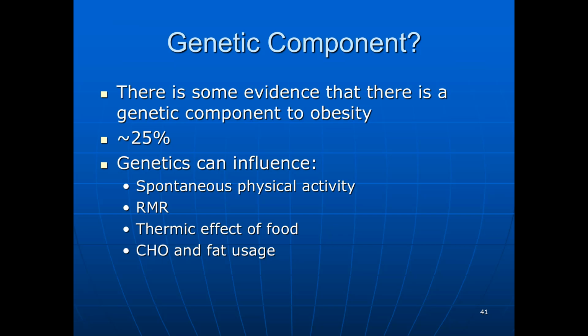Resting metabolic rate: if you genetically have a high resting metabolic rate, you're always going to be expending more calories, less likely to become obese, and vice versa. Thermic effect of food: in other words, how your body metabolizes food and the energy expenditure that goes along with that can be genetically determined. And then also our usage of nutrients, carbohydrate and fat. Some of that has a genetic component to it.